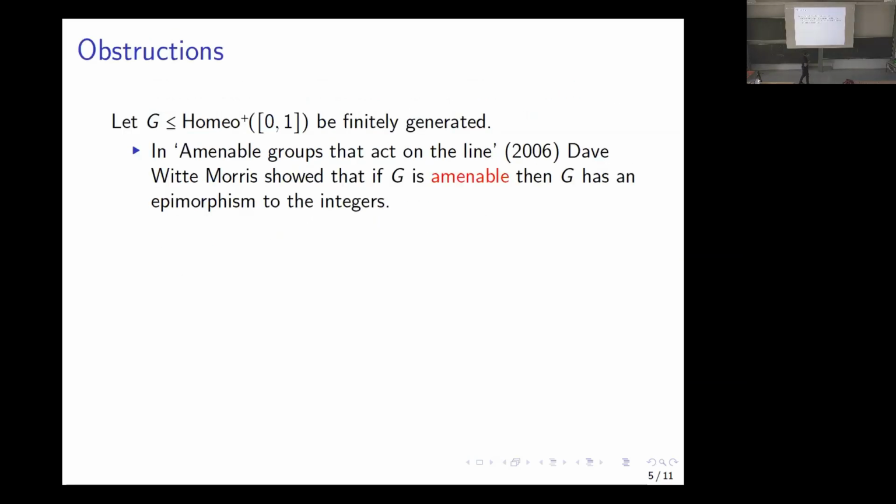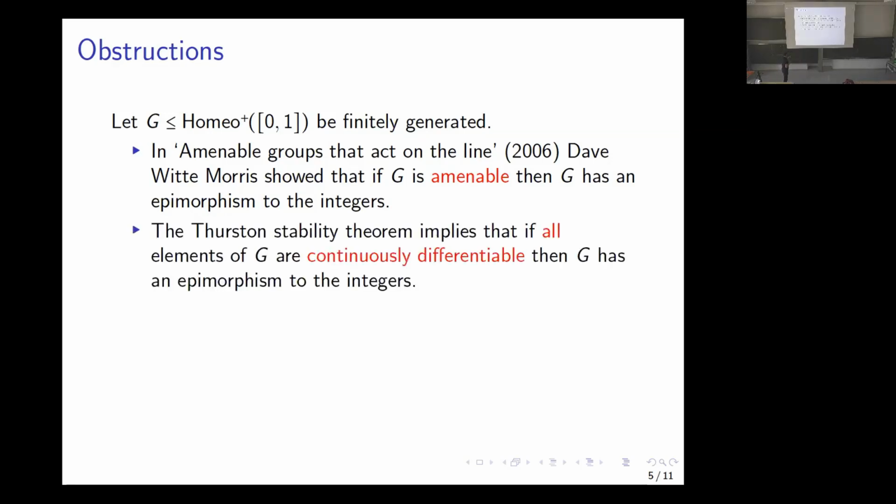Okay, so still not got to any examples of actual groups that satisfy what we want. But first of all, I'm going to say, why is it hard to make these kinds of groups? So one reason is David T. Morris showed that if you're amenable and finitely generated and a group of homeomorphisms of the real line, then you have an epimorphism to the integers. So that's definitely incompatible with being simple. Thurston's stability theorem shows that if all elements of your group are continuously differentiable, and you're finitely generated, then again you have an epimorphism to the integers.